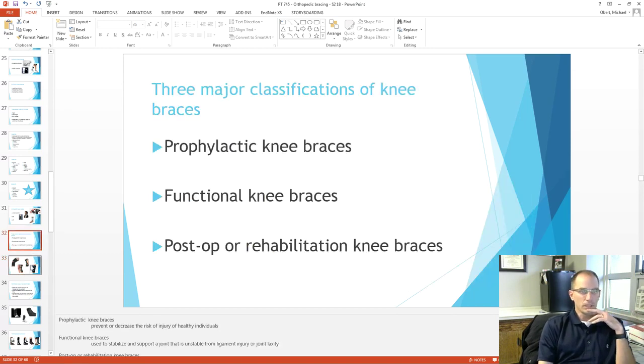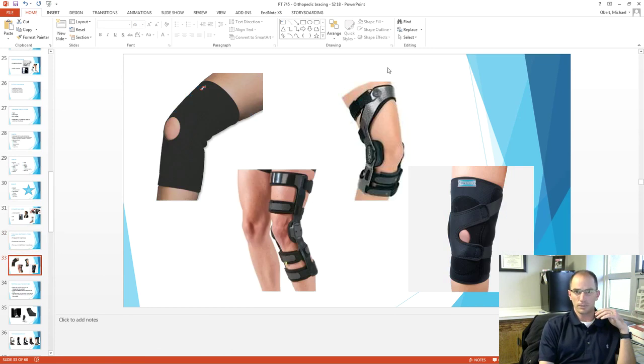There's a couple of different things that I put on here. This would be your functional ACL type brace. This would be your post-op brace, which isn't necessarily just for an ACL. It can be used for a lot of different types of surgeries, such as tibial plateau fractures and patella fractures. It's really just controlling that knee joint.